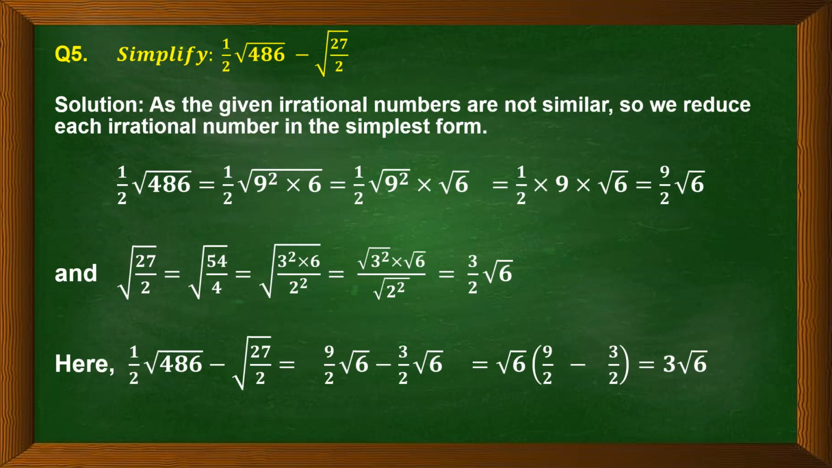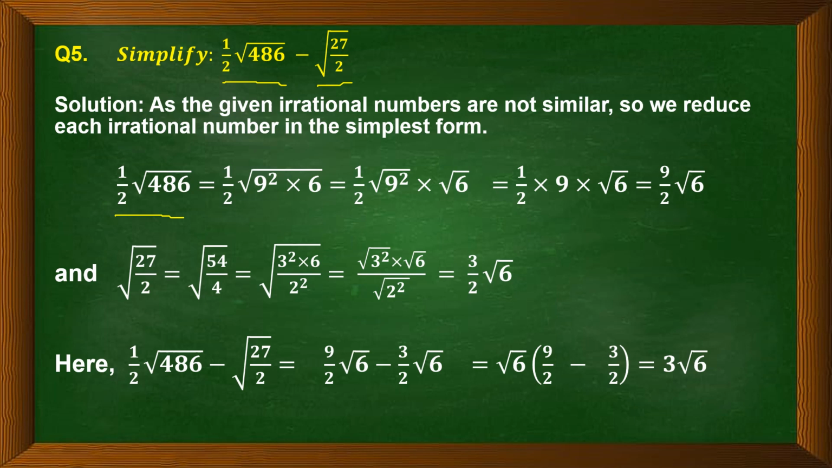Now let's take up question 5. Simplify half of root 486 minus root of 27 by 2. Now if you observe, both these irrational numbers are not similar, so we have to reduce them into simplest form. Let us start with half of root 486.